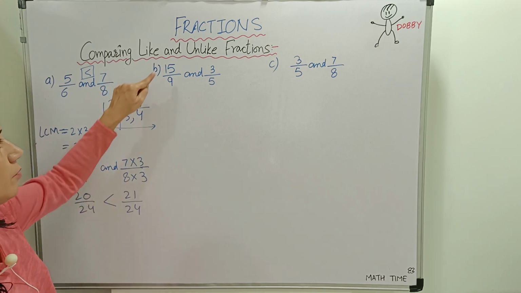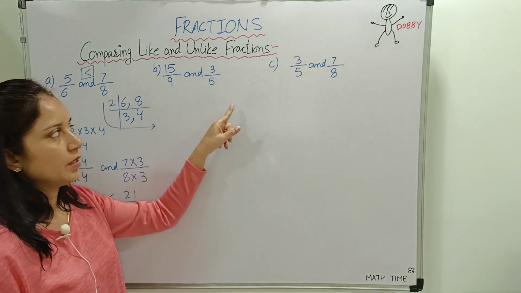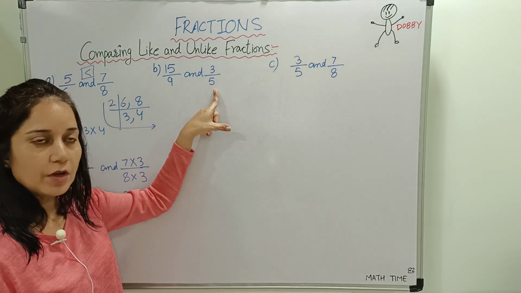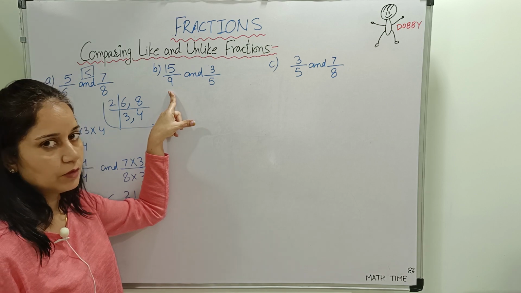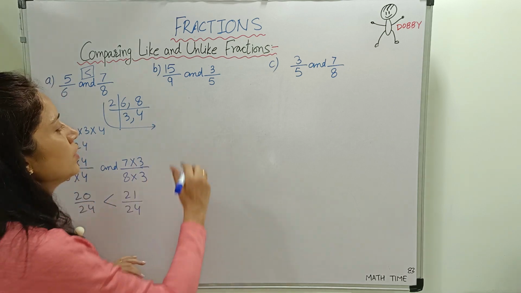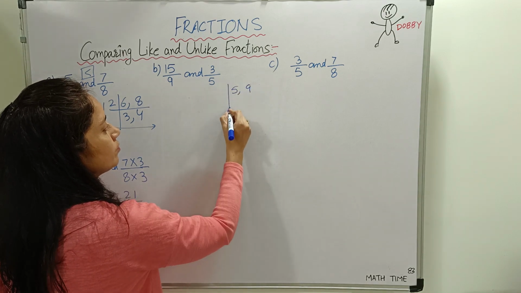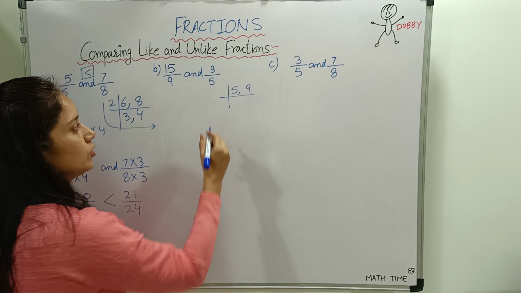Going to the next sum, 15 upon 9 and 3 upon 5. Compare the denominators. Can the smaller denominator 5 be turned into 9? No, we cannot turn it into 9. 5 2s are 10 but not 9. So we have to take the LCM of 5 and 9. No common table, so table of 1.